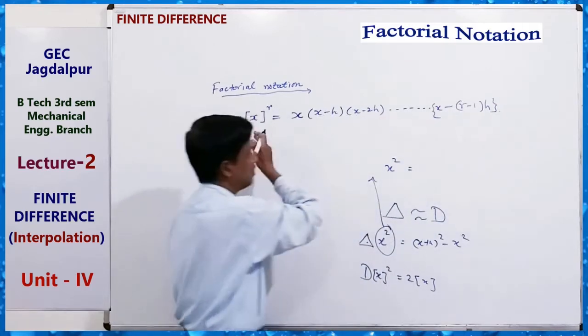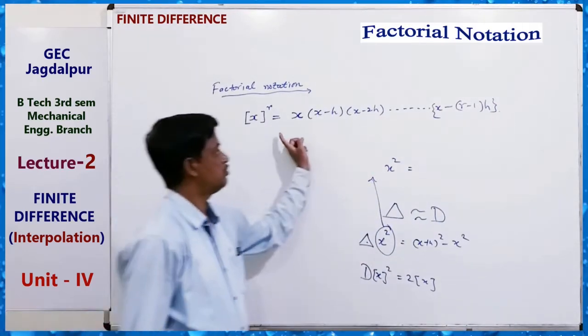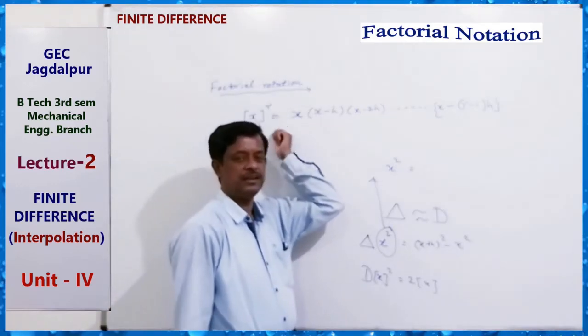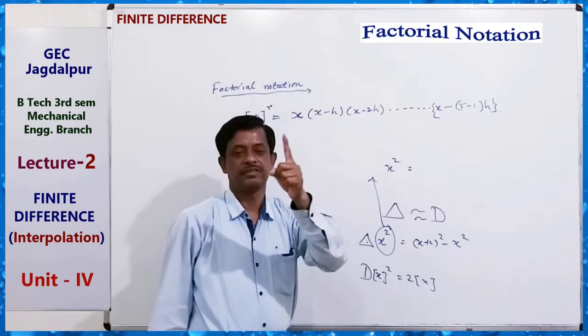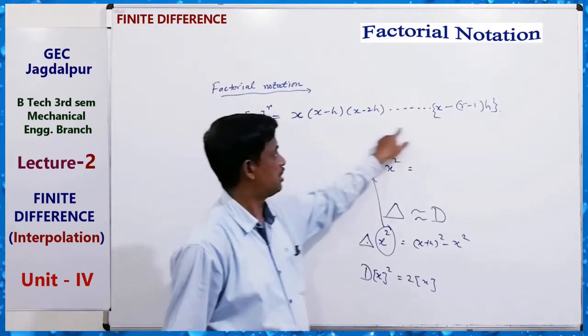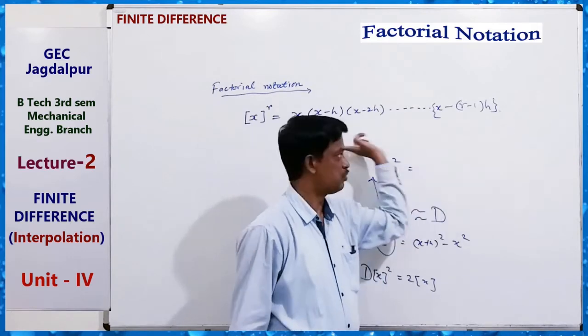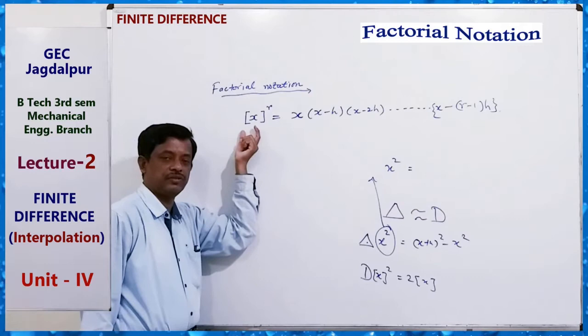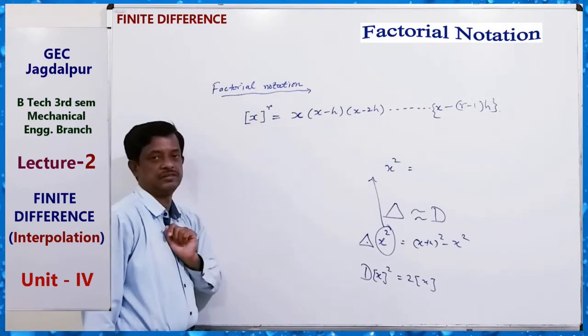This is r terms, the product of this quantity first, then that quantity decreased by h, the interval of differencing. This product is denoted by x^(r) factorial. This is the factorial notation.